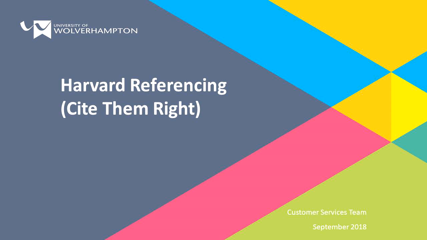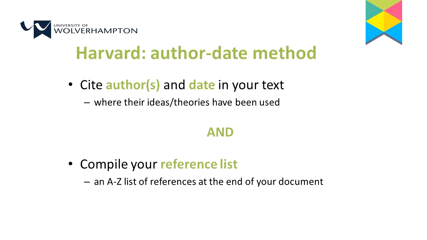Hello. Today we are going to look at some of the basics of referencing using Harvard Cite Them Right. Harvard Cite Them Right uses an author-date method. This means there are two halves to a single reference.